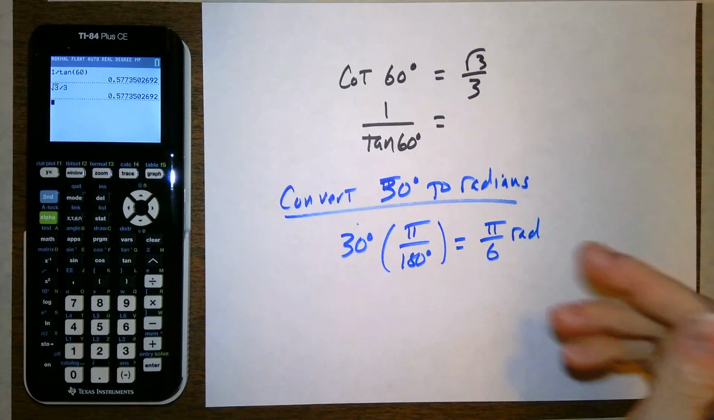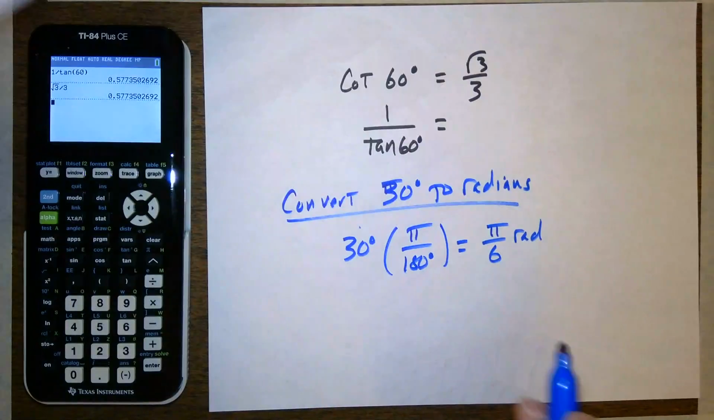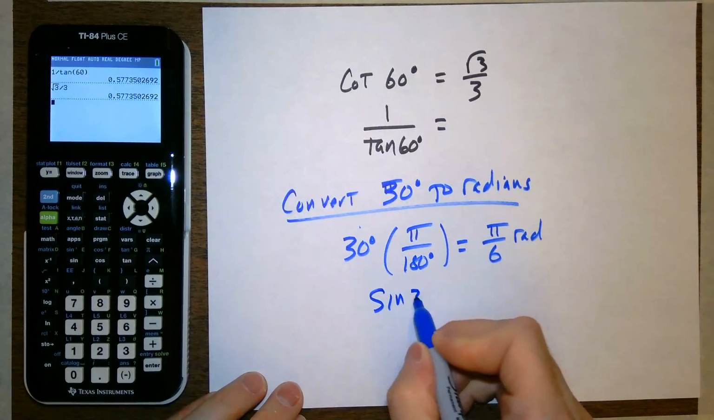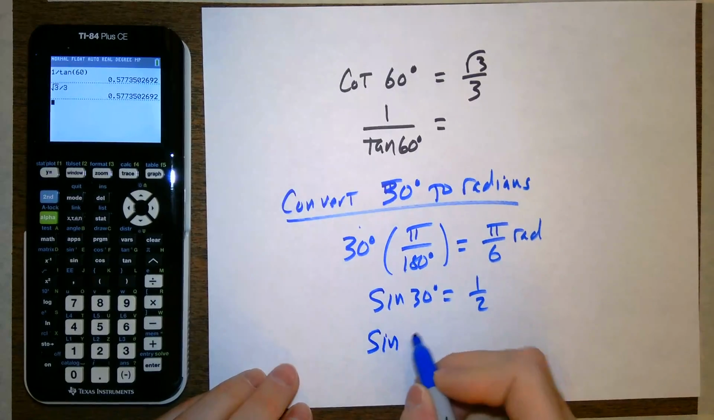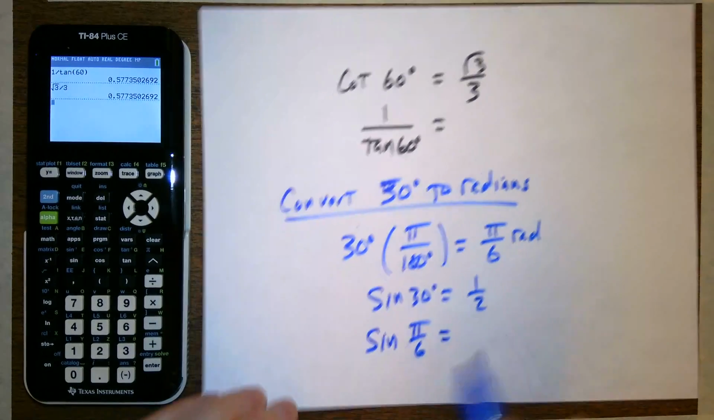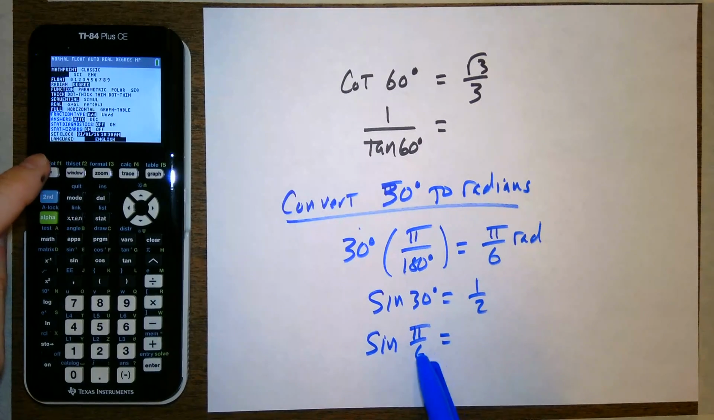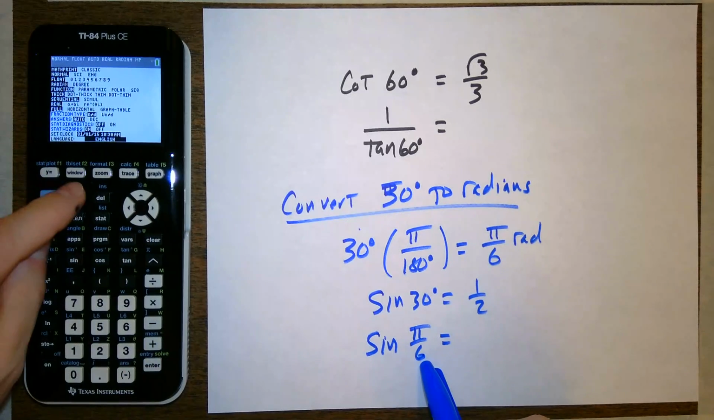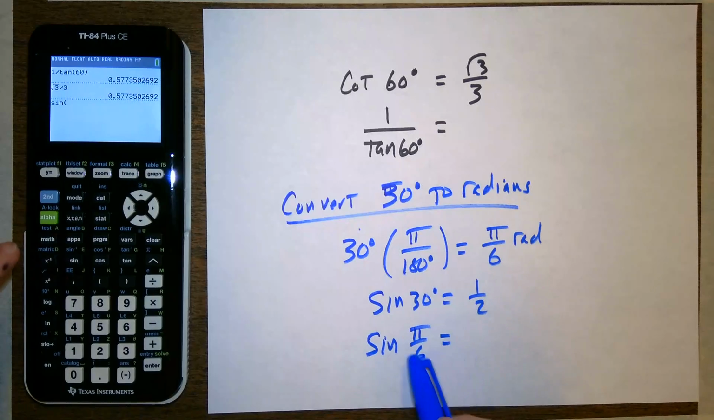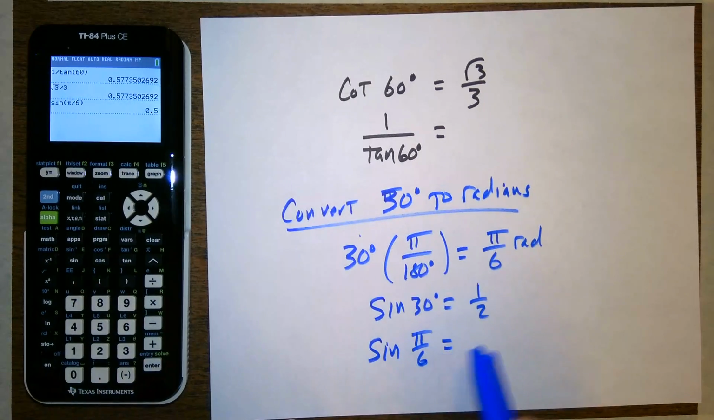Now earlier we saw that the sine of 30 degrees is 1/2. What about the sine of pi over 6? This is where you have to make sure you're in the right mode. So I'm going to hit the mode button. This is a radian, so I need to be in radian mode. Exit out of there. Now I'm going to do sine of pi over 6. 0.5, 1/2. There it is.